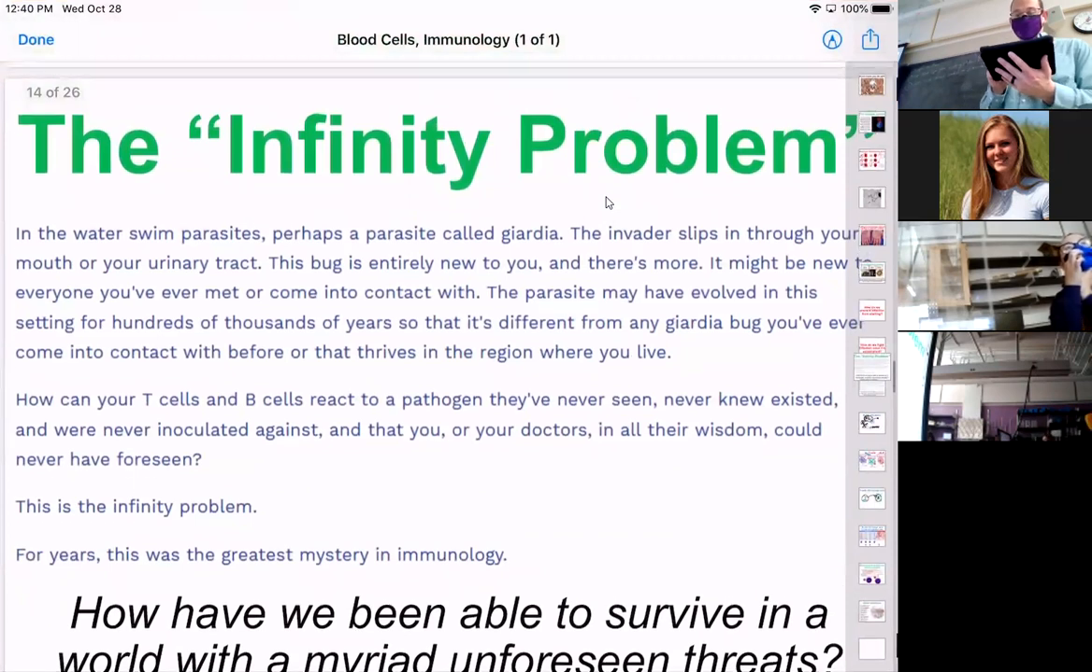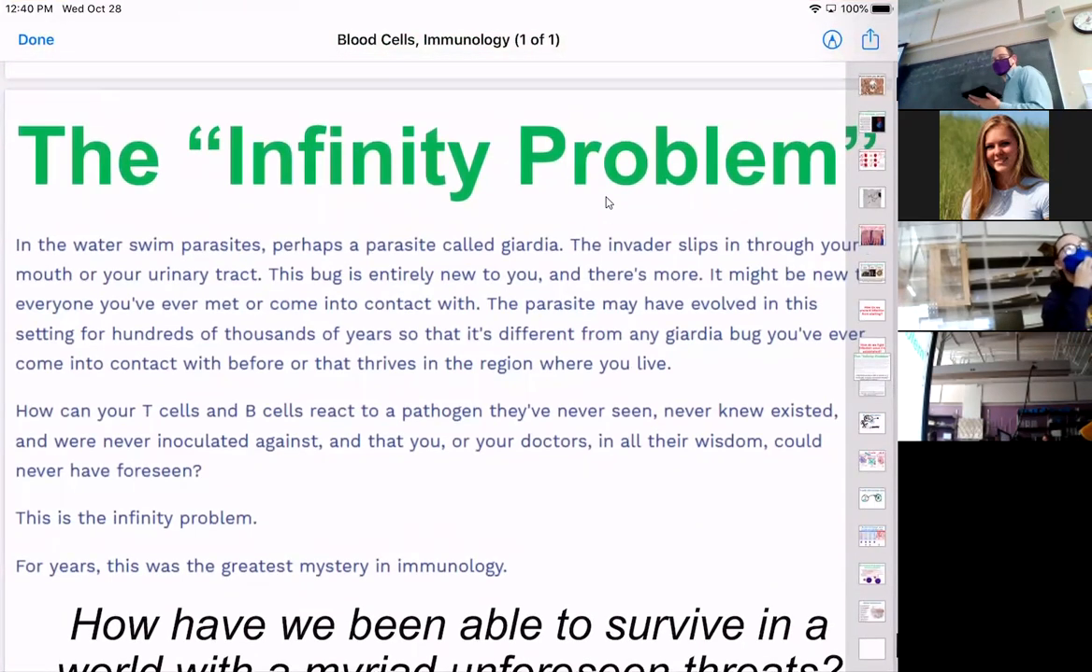This is well thought out by this green text right here. How is it possible that you could encounter something that no human has ever seen before, some sort of pathogen, but your immune system somehow has the tools to come up with some response? And for a long time, people didn't have a good answer for this.